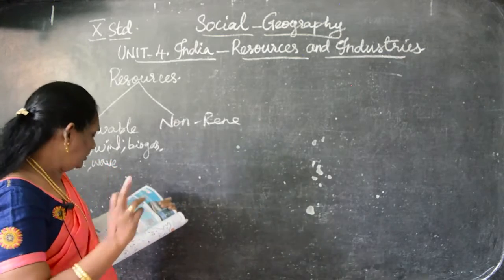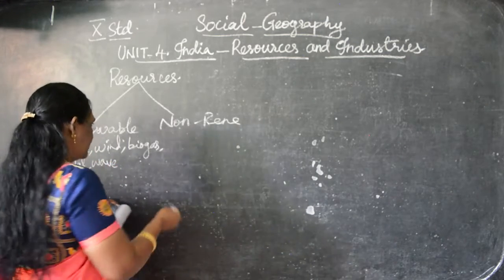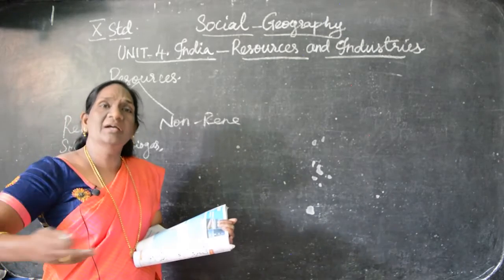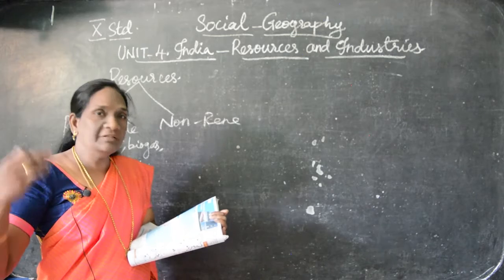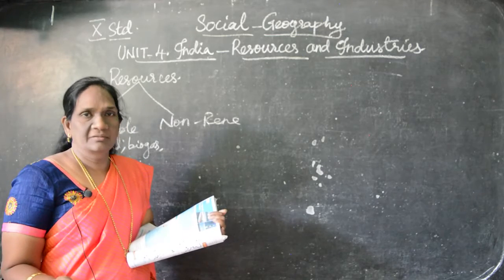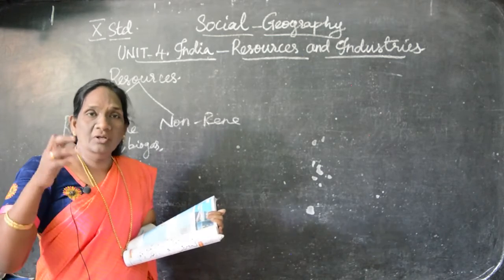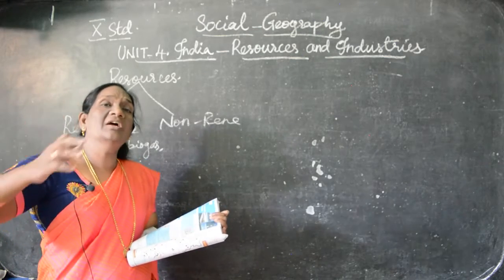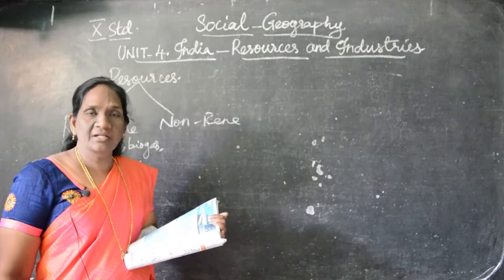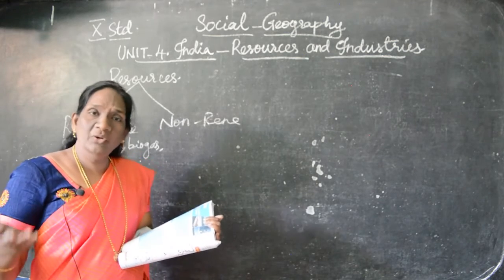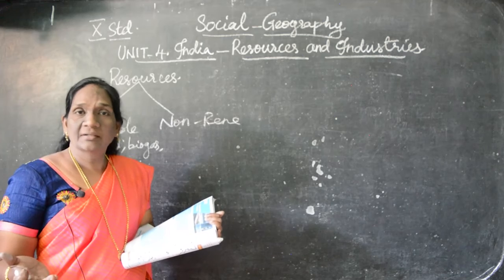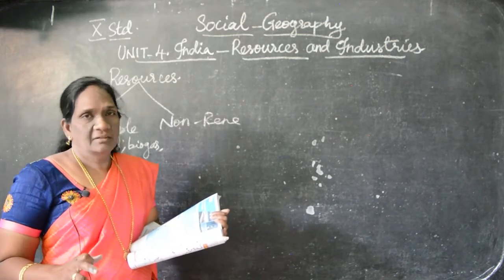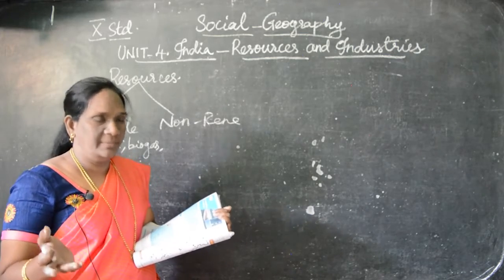Understand? And non-renewable resources, what are they called, why are they called non-renewable? Non-renewable means if we utilize it, we can't get it repeatedly. For example, we can take coal. For a coal to form, it will take a long period of time. Minerals, coal, petroleum, natural gas. Understand, all these are called non-renewable. Again and again we can't get them. So they are called non-renewable resources.